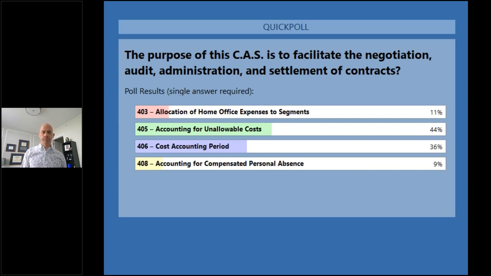So we went ahead and closed that poll down and shared the results. Which cost accounting standard?